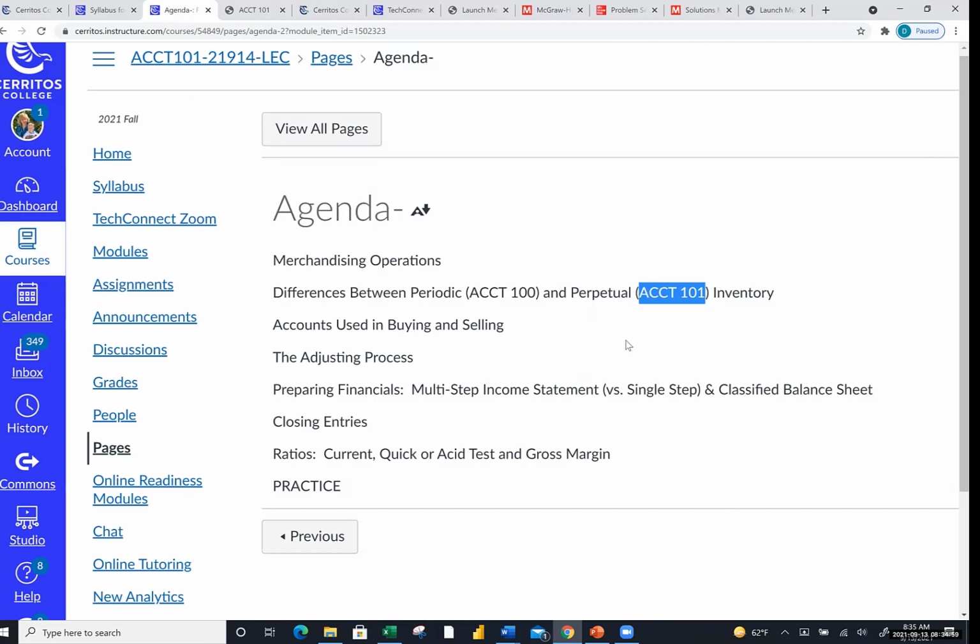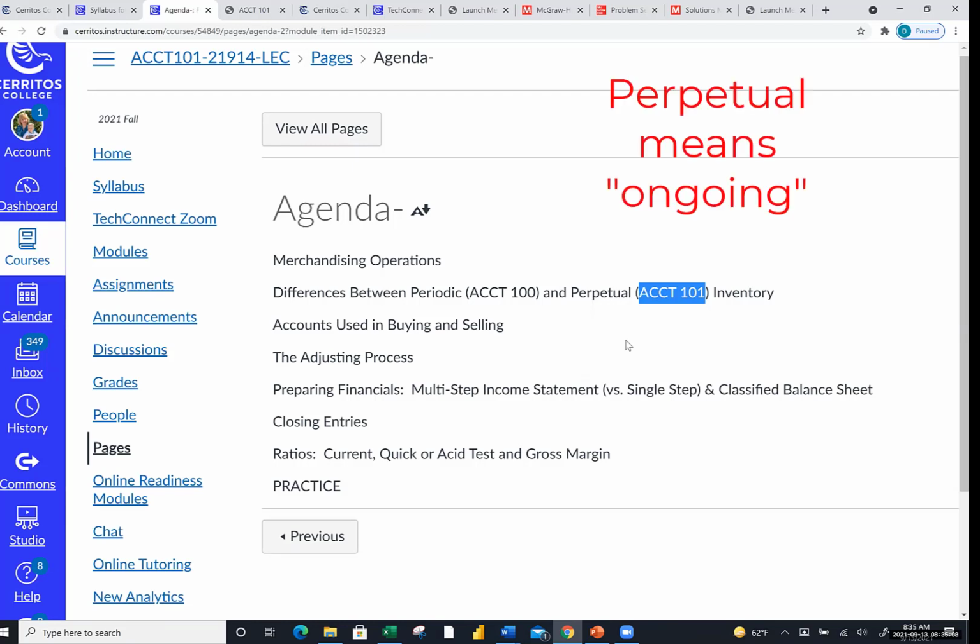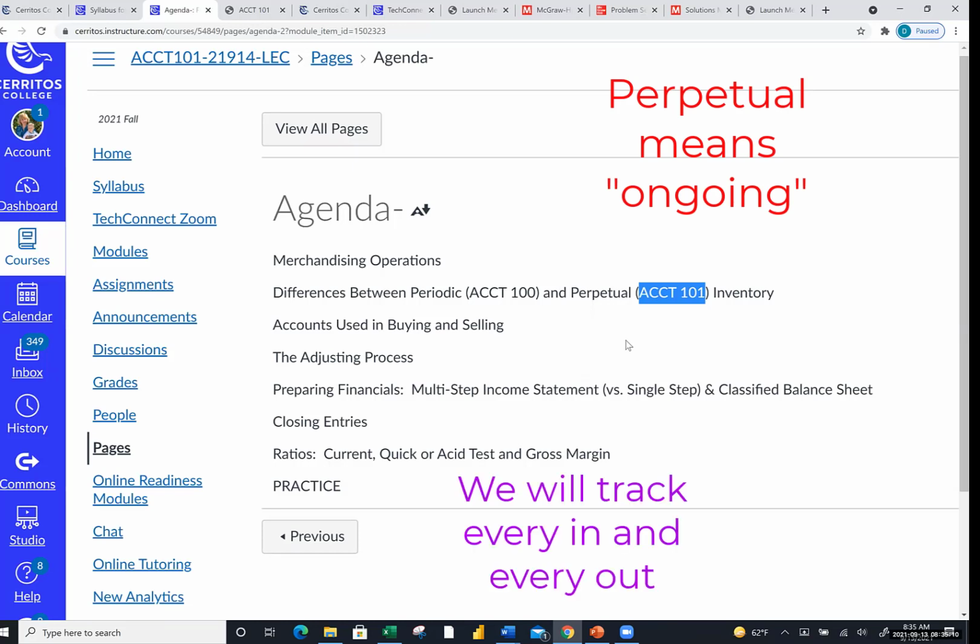So I don't know if you guys know what a perpetual inventory system means. I hope so after watching the video, but perpetual means ongoing. And basically in this chapter, we're going to track every in and every out. I'd probably put that in my notes. Perpetual inventory system means that we're going to track every in and every out.